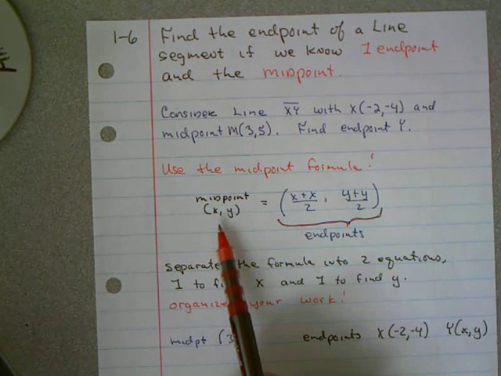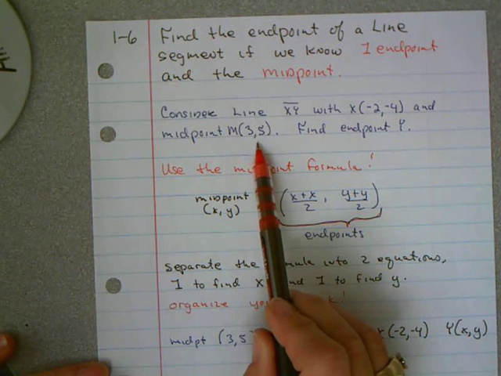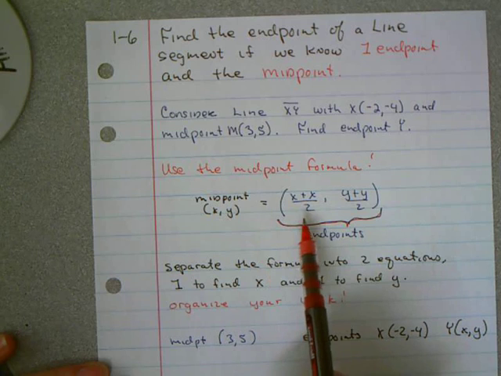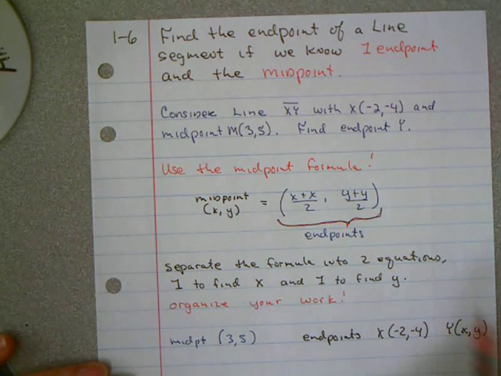And that tells us that the x and y of the midpoint, these coordinates here, equal x plus x of the endpoints divided by 2, and y plus the other y coordinate of the endpoints divided by 2. So we're going to use that, but we're going to have to separate the formula into two equations. One equation will find us the x of endpoint Y, and the other will give us the y coordinate of endpoint Y. We want to make sure you organize your work when you do this.